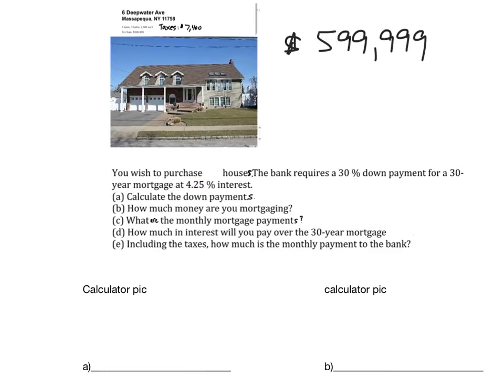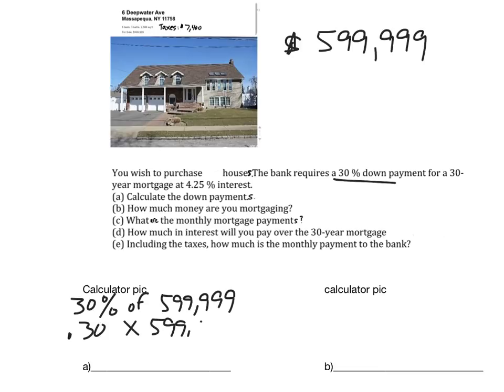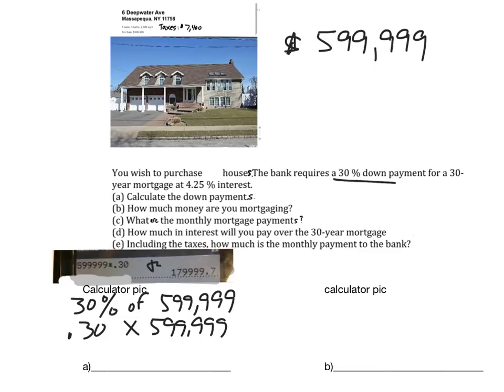So with the Massapequa house, we need a 30% down payment. So we're going to be doing 30% of the $599,999. So we're going to go 0.30 times the $599,999. So here for the Massapequa house, the down payment is going to be $179,999, and it's 0.7, so it's going to be and 70 cents.